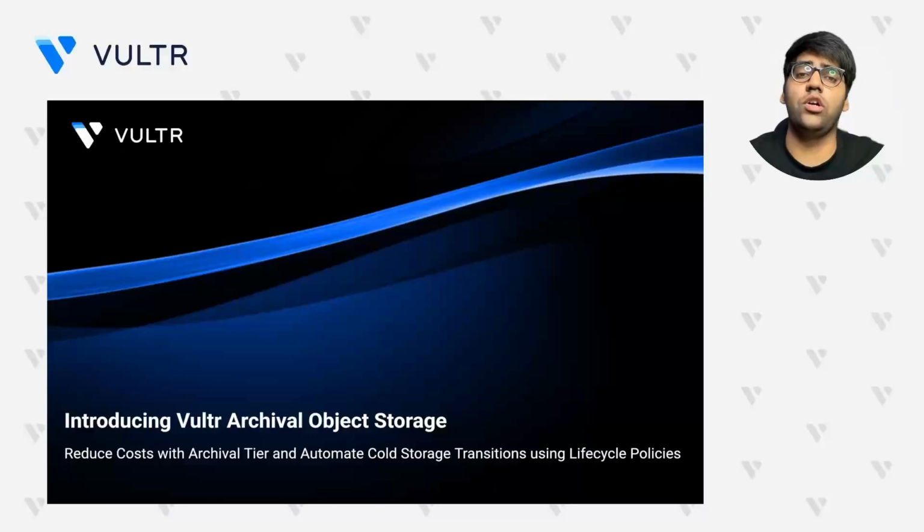Efficiently managing long term data is becoming increasingly challenging for modern applications, especially as storage requirements grow and access frequency decreases. Vultr Archival Object Storage tackles this by offering a low cost cold storage tier within Vultr Object Storage, designed to automatically transition infrequently accessed data to a cheaper storage class over time.